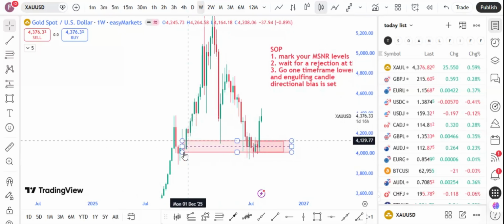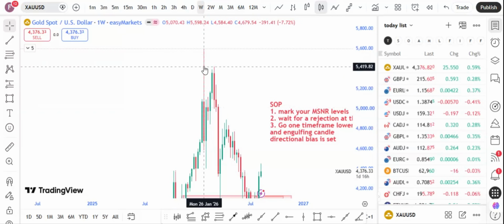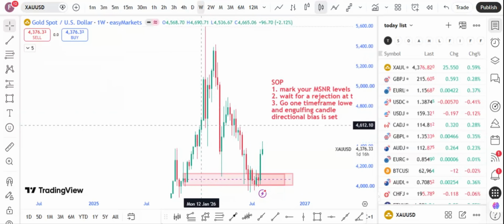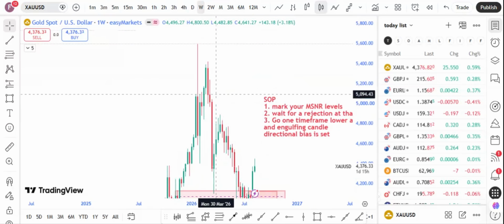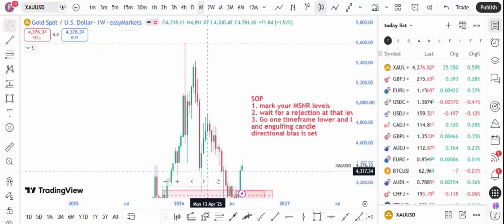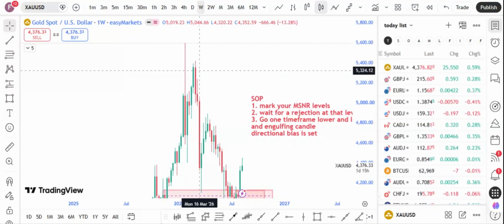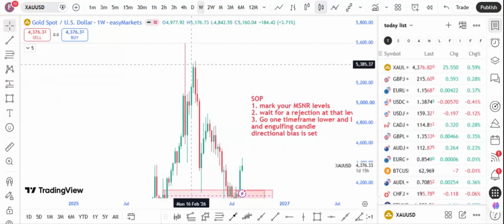So I'm just showing you an engulfing candle. This was another engulfing candle. This one has engulfed this one. Those are bullish engulfing candles. This green candle has engulfed this red candle, so that's a bullish engulfing candle. Now for a bearish engulfing candle, the red one has to engulf the green one. So as you can see, the red one has engulfed the green ones.